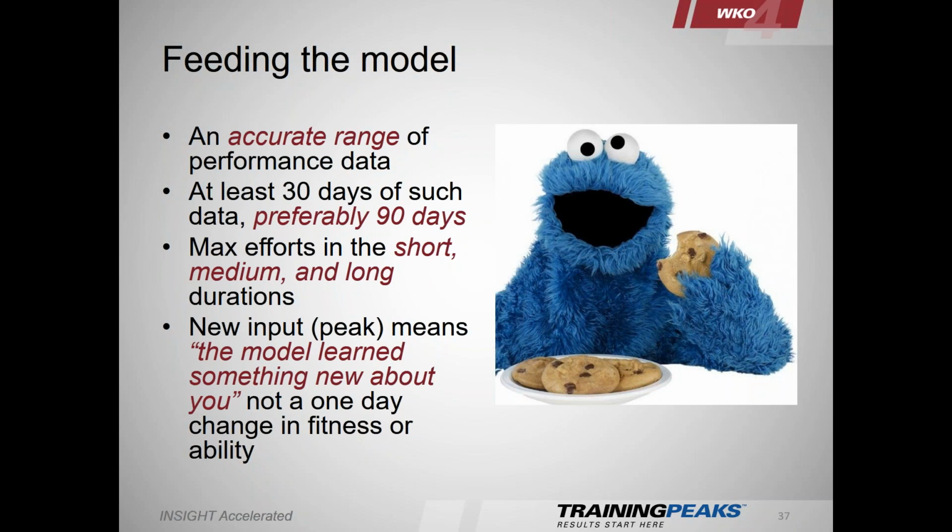And the model, as your fitness was evolving or de-evolving, is really just learning that. So if you ride along all winter long on the trainer just doing zone 2, and then suddenly you get your bike outside and you crush a 1-minute and a 40-minute effort, and then everything moves significantly, that doesn't mean your fitness just suddenly changed. It just means that you gave the model new information and it learned something new about you.